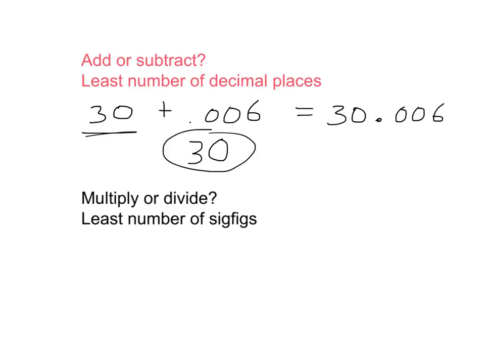Don't confuse decimal places with sig figs. Significant figures, you have to figure out whether the zeros are significant or not. Decimal places are just numbers that come after a decimal.